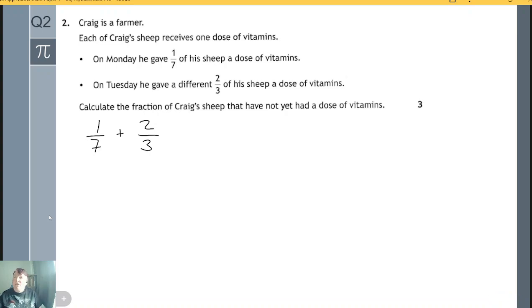To add our fractions, we have to make them out of the same denominator. 7 times 3 is 21. 7 and 3 are both prime, so there's not going to be any smaller numbers than that. So 7 times 3 is 21. 3 times 1 is 3. 3 times 7 is 21. 7 times 2 is 14. So we have got 14 plus 3 is 17 out of 21 have had. So that is 4 out of 21 still require vitamins.